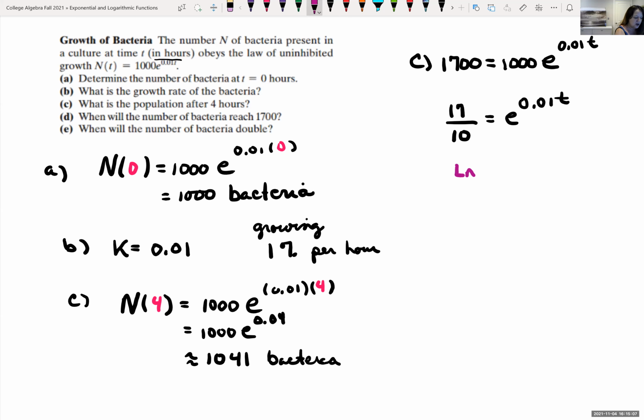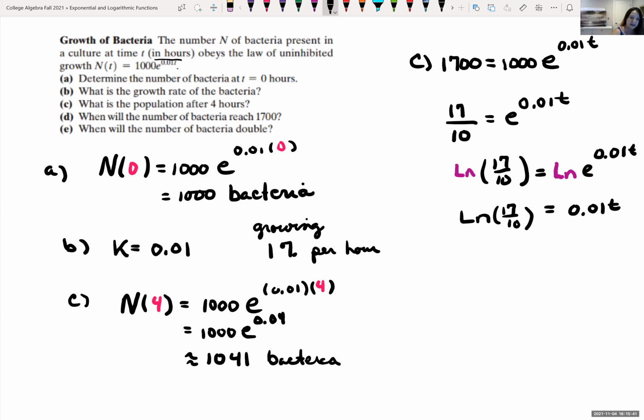We want to take the natural log of both sides. We know the natural log of e raised to a power is just equal to the exponent. This is saying e to what power gives you e raised to the 0.01 t. And so that would have to be 0.01 t. So to get t by itself, we can divide both sides by 0.01.